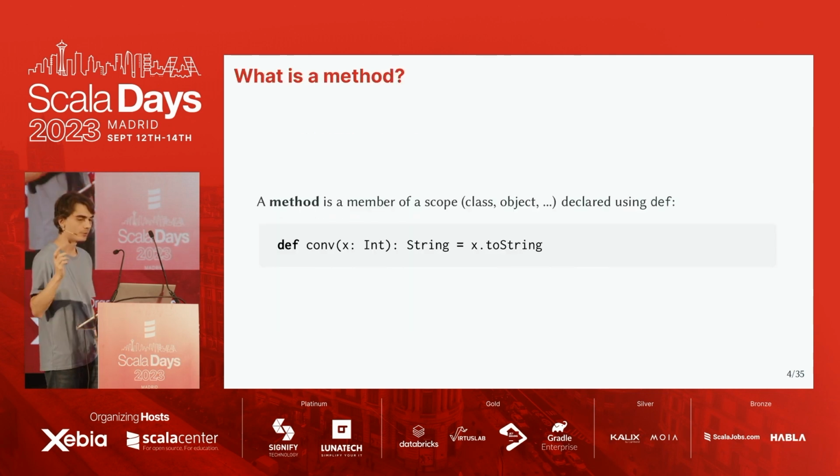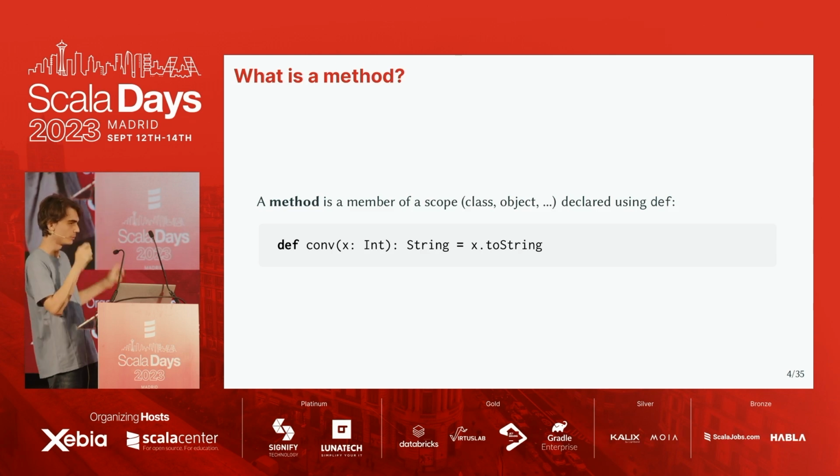So what's a method first? A method is always a member of some scope. It can be a class, an object, or a local block, and it's declared using def. So here we have a method that takes an int and gives you back a string by calling the toString.